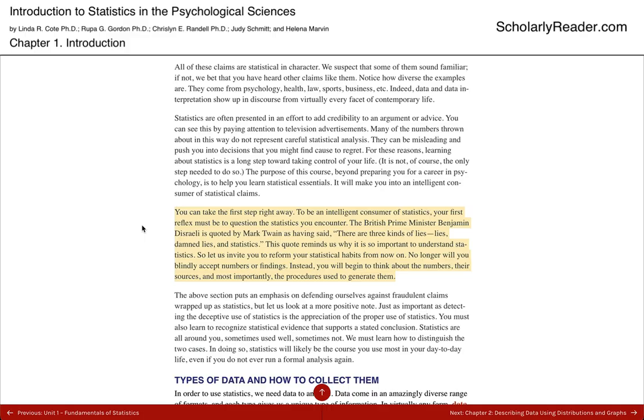This quote reminds us why it is so important to understand statistics. So let us invite you to reform your statistical habits from now on. No longer will you blindly accept numbers or findings. Instead, you will begin to think about the numbers, their sources, and most importantly, the procedures used to generate them.